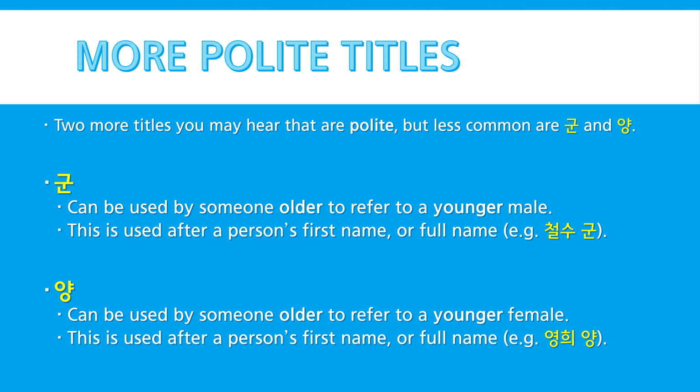Or for females, 양 can be used by someone older to refer to a younger female. This will also be used after a person's first name or full name. For example, 영희 양. Note that these are polite, but are much less commonly used.